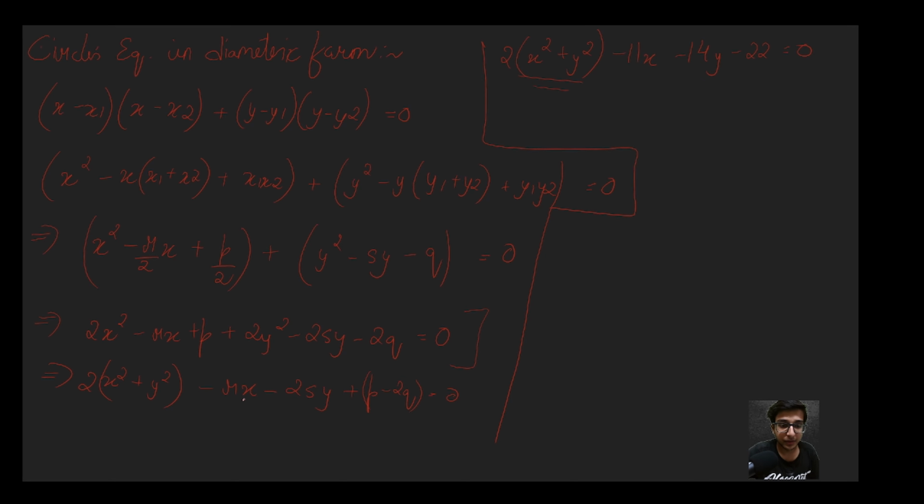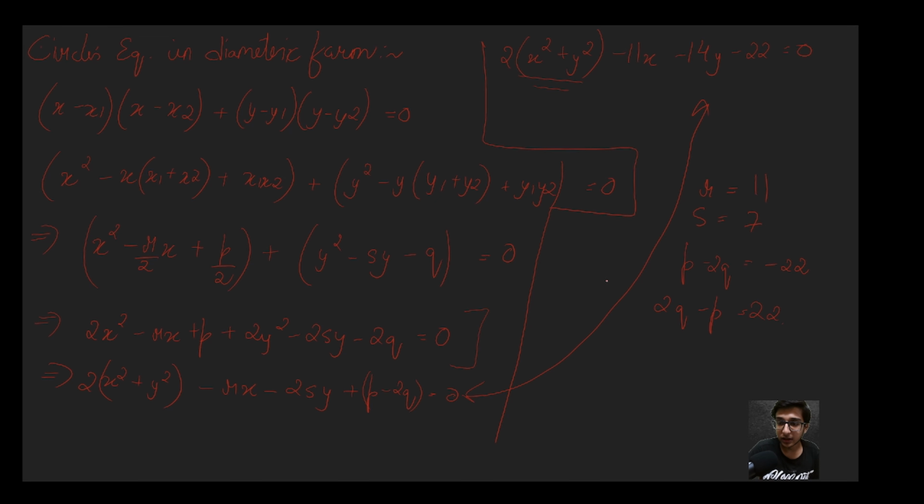So basically from here, if we compare these two equations, what are we going to get? R can be written as 11. Our S, of course, 2s is equal to 14. That means s would be equal to 7. And p minus 2q, the constant terms, if we match them, what are we getting? Minus 22. That means 2q minus p is equal to 22.